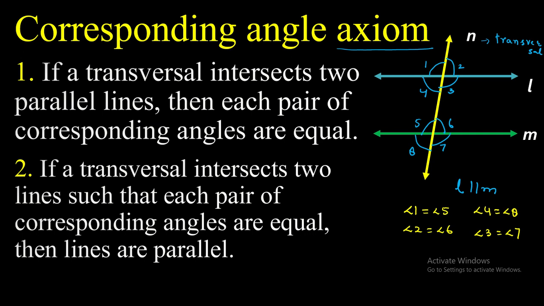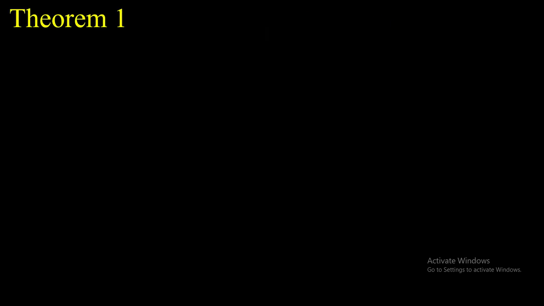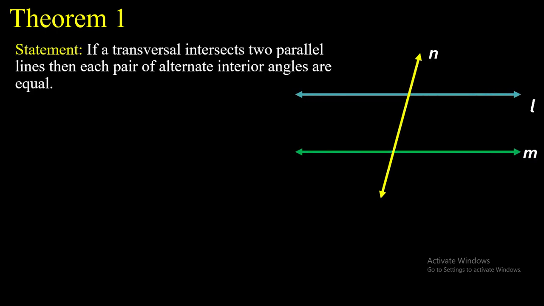Now we will see the property of other pairs of angles also, but those properties are in the form of theorems. So the first theorem goes as: if a transversal intersects two parallel lines, then each pair of alternate interior angles are equal. So this time let's consider angle 1, angle 2 as alternate interior angles. Similarly, we will consider another pair of alternate interior angles as angle 3 and angle 4.